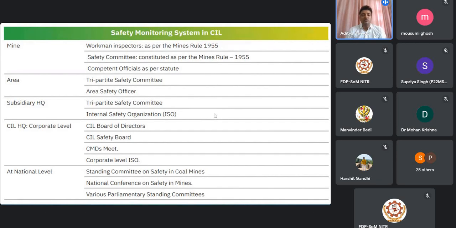In these meetings we discuss safety concerns and the safety initiatives we can take for the betterment of the organization. What we have discussed in previous meetings, that ATR, the action taken report, is also discussed. So a kind of responsibility is fixed on the concerned officers for complying with safety norms.